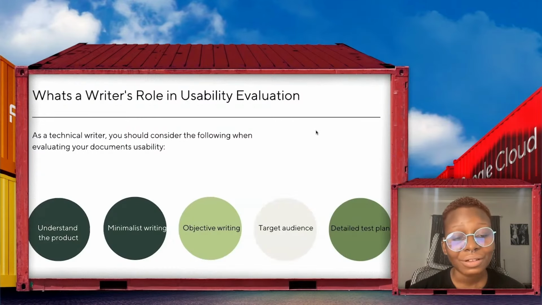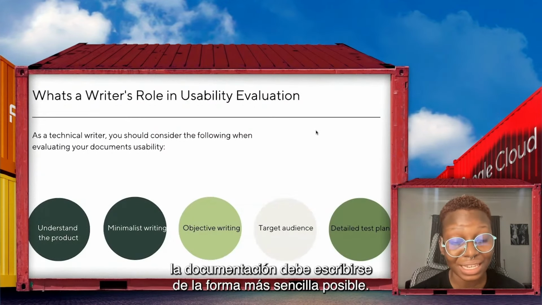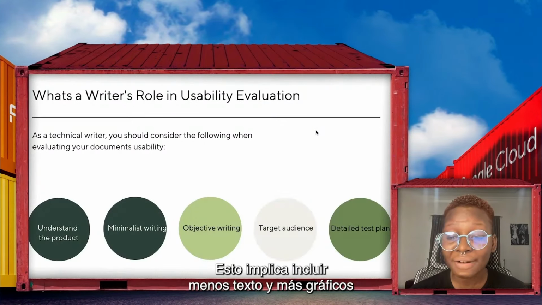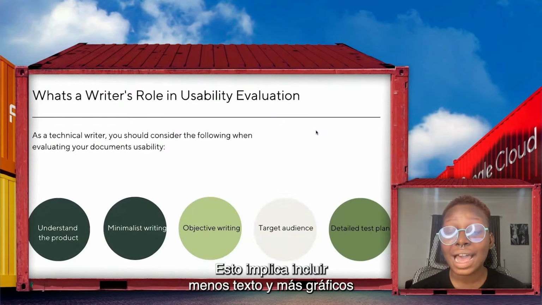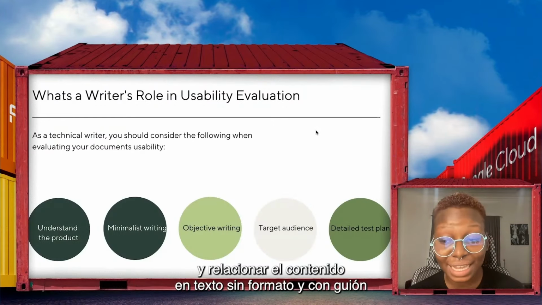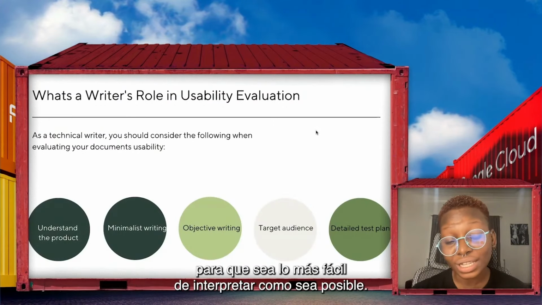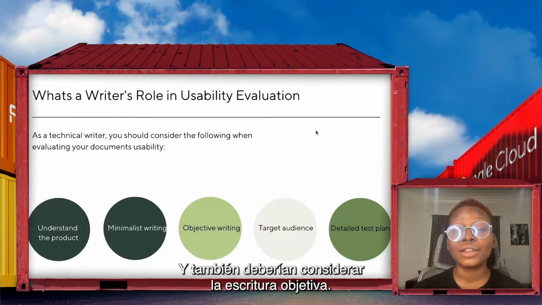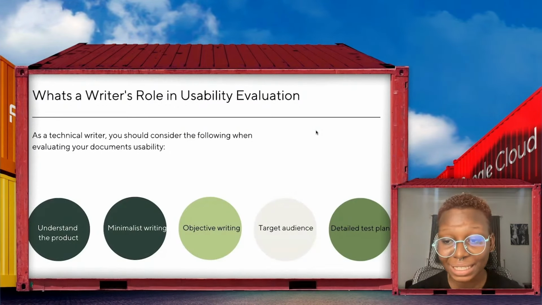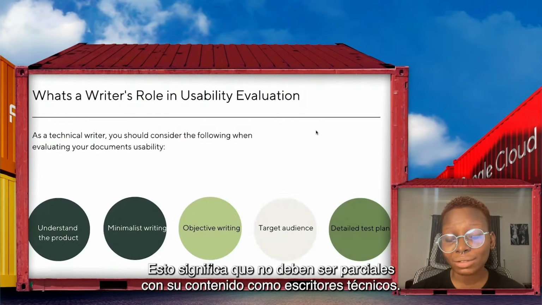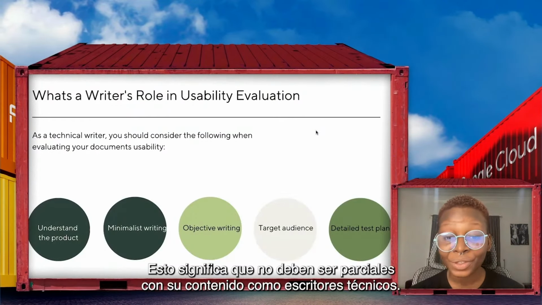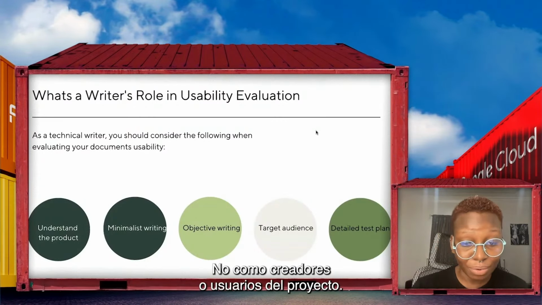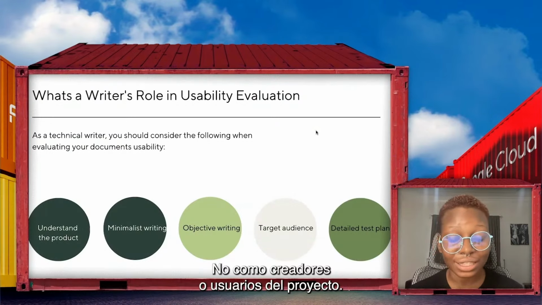And another thing is the minimalist writing. So the documentation should also be in the simplest form possible. And this means that you should consider writing less text and more graphics and relate content in plain text and script so that the users can interpret it in the easiest ways possible. And you should also consider objective writing. This simply means that you shouldn't be biased with your content writing as a technical writer. You should write from a different angle, not as a creator of the project or as a user of the project.